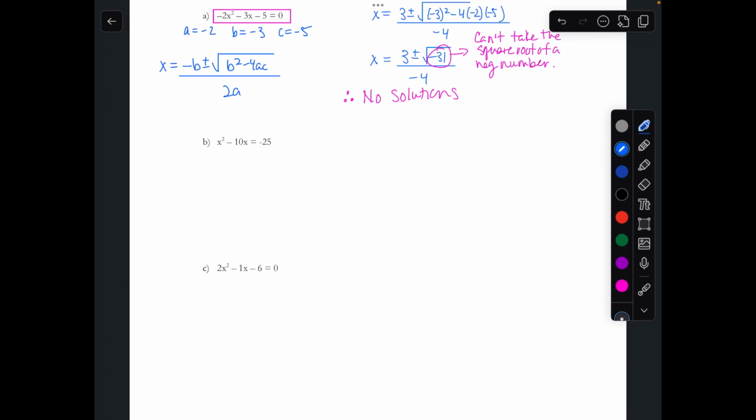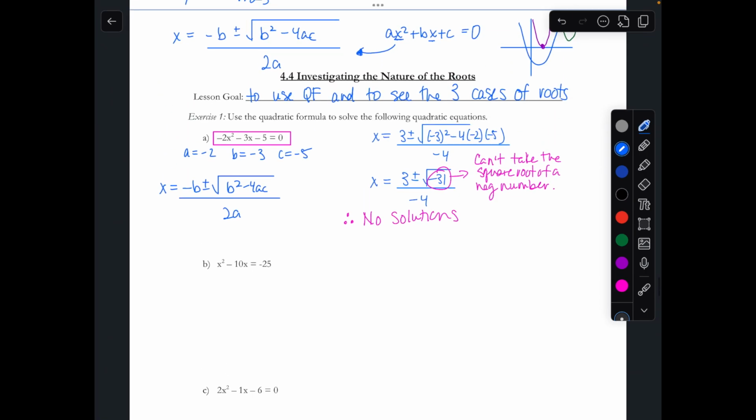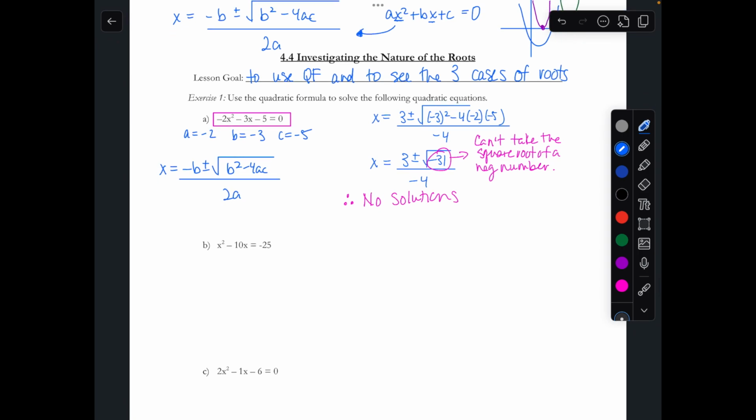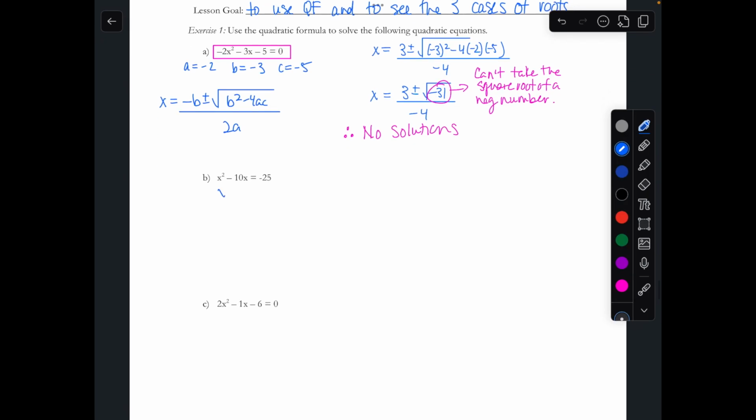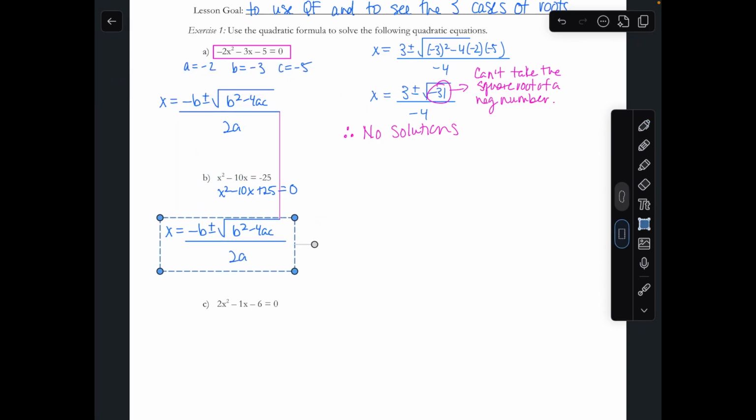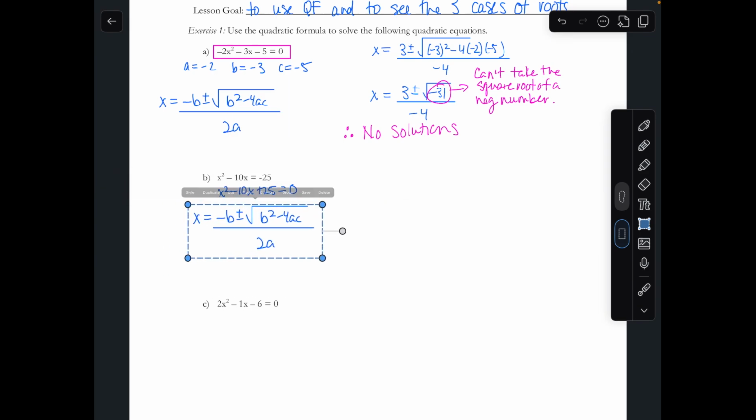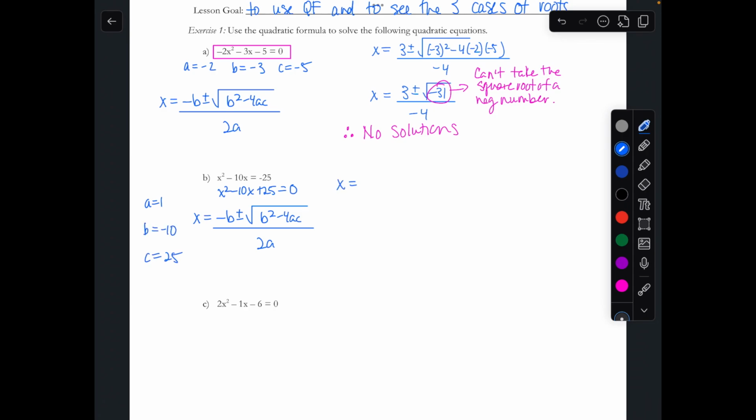Okay, next one. I said that the quadratic formula solves the equation ax squared plus bx plus c equals 0. But if you'll notice here, I actually don't have a 0. So what I have to do is make one. x squared minus 10x plus 25 equals 0. I'm going to take the quadratic formula again, but this time I have a is 1, b is -10, and c is positive 25.